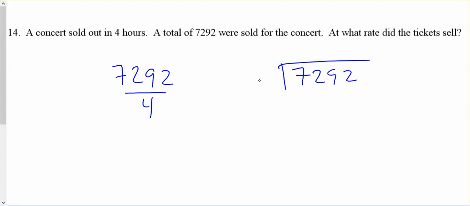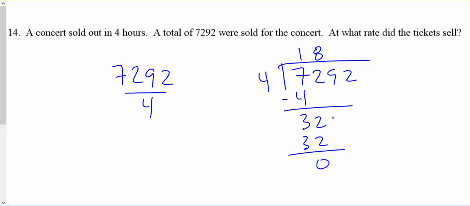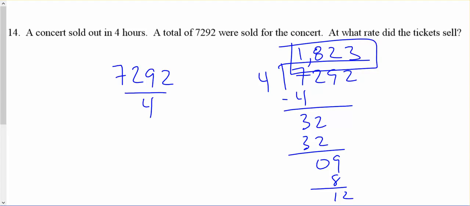7292 divided by 4. 4 goes into 7 once. Subtract. 4 goes into 32 8 times. 0. Bring down our 9. 4 goes into 9 twice. That's 8. 1 and 2, and 4 goes into 12, 3. So that's 1,823 per hour. Per hour.